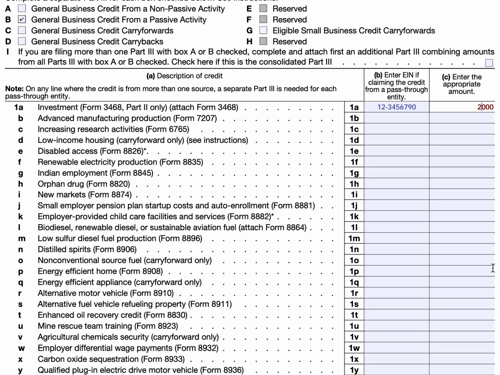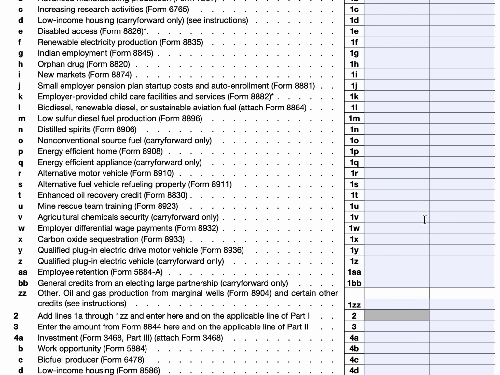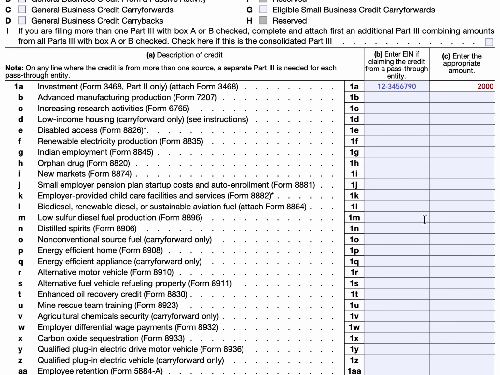Even if there's nothing else to report in any of these other tax credits, you still would have to claim the credit from it. If there are two different sources of credits on any one line, you have to put each source on a separate Part 3.